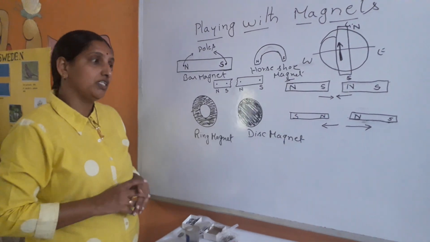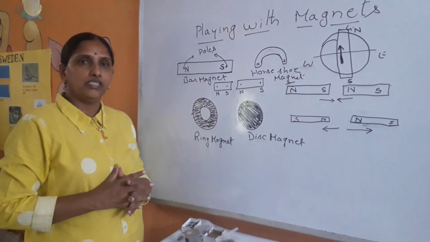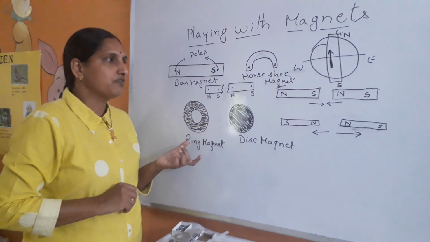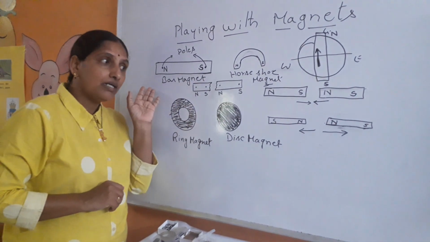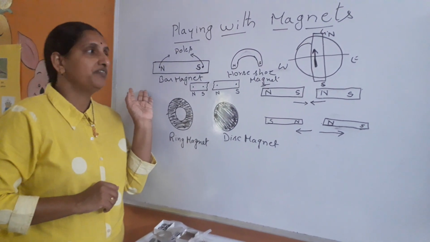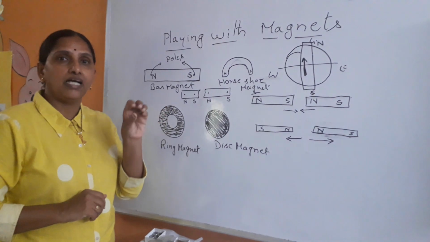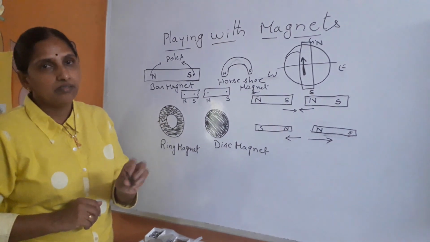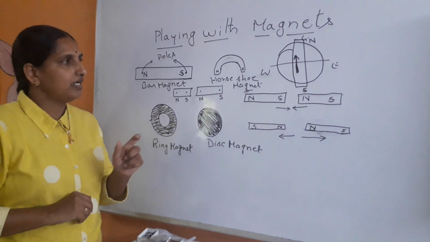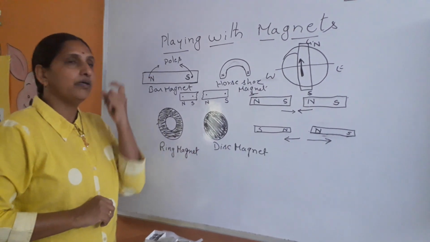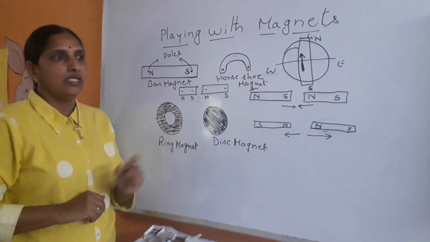Okay children, now it's your turn to prepare notes on this. What are the types of magnets? What is a magnet? How to define it? A magnet is a material which attracts iron and iron-like materials.